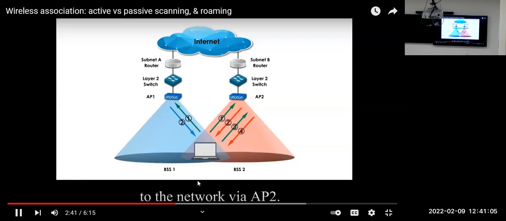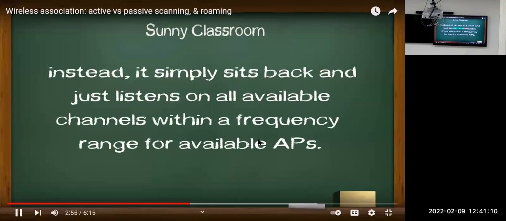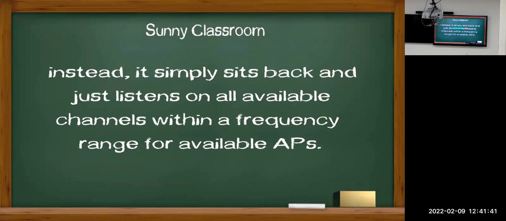Now in the case of passive scanning, the device does not initiate the search effort. Instead, it simply sits back. In active scanning, you, the device, are the one who actively scans. But in the case of passive, you just passively listen. You just sit back and listen to the advertising from the available channels from the access point here. And it just listens on all available channels within a frequency range for available APs.